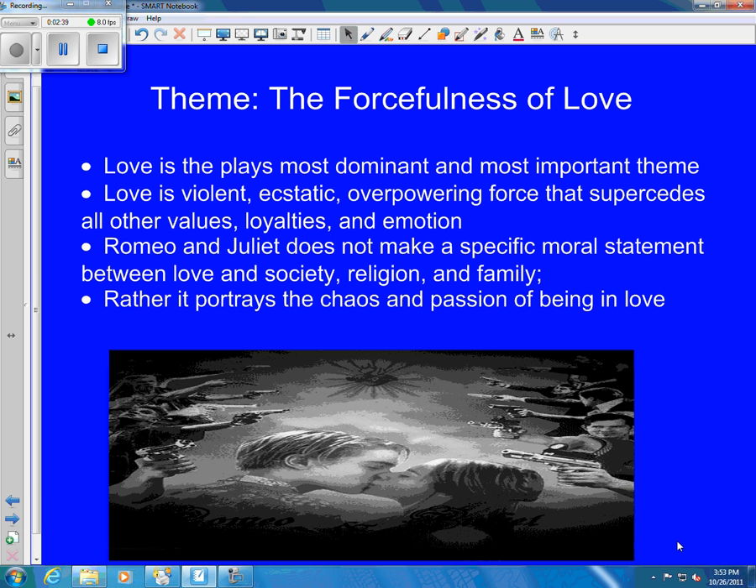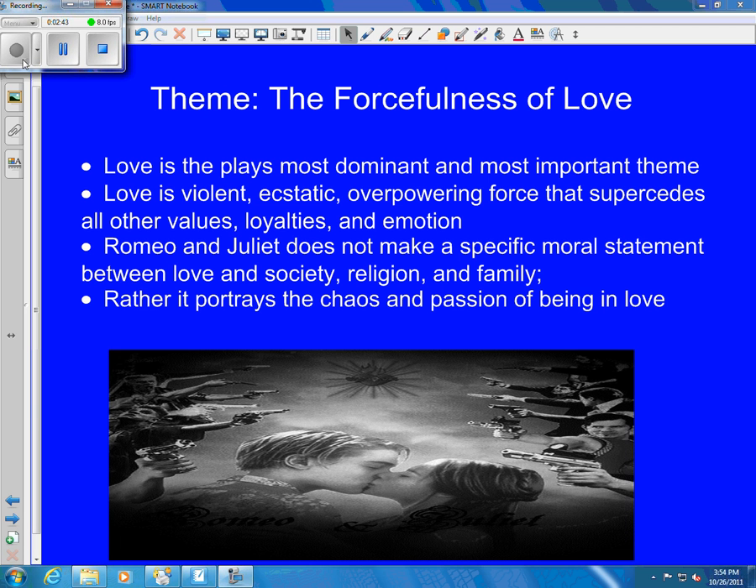Next comes the theme, the forcefulness of love. There are many themes throughout Shakespeare's Romeo and Juliet, but the one I would like us to focus on is the forcefulness of love. Love is naturally the play's most important theme. Love in Romeo and Juliet is a brutal, powerful emotion that captures individuals and turns them against their worlds, and sometimes against themselves. The play does not make a specific statement about love, but rather portrays the chaos and passion of being in love, combining images of love, violence, death, religion, and family in an impressionistic rush, leading to the play's tragic end.